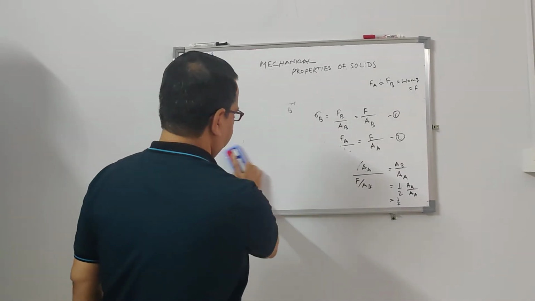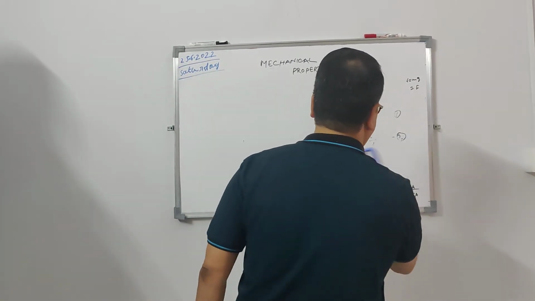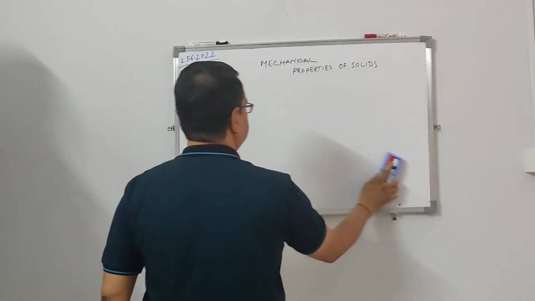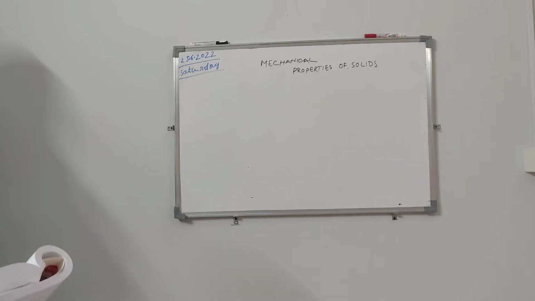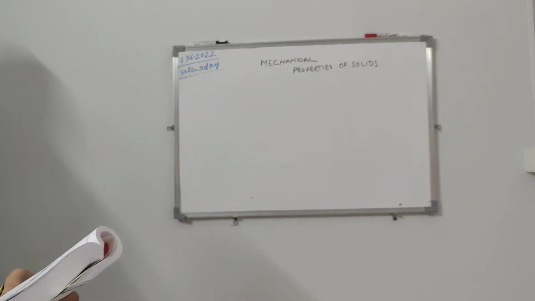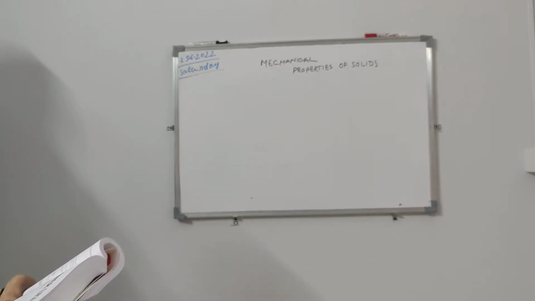Now we'll go to the next one. Which of the following statements related to stress-strain relationship is correct? There are several statements. The first statement is that stress is linearly proportional to strain irrespective of the magnitude of strain, which is not correct.